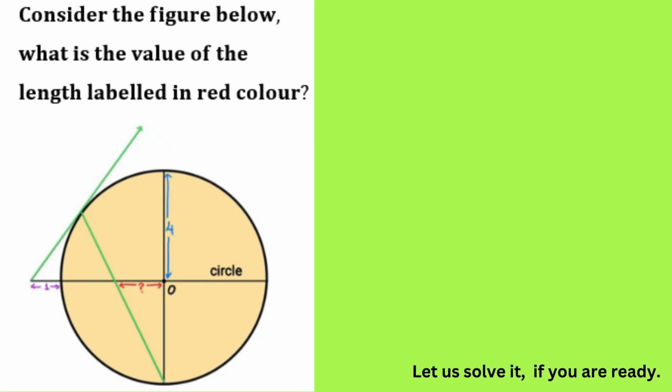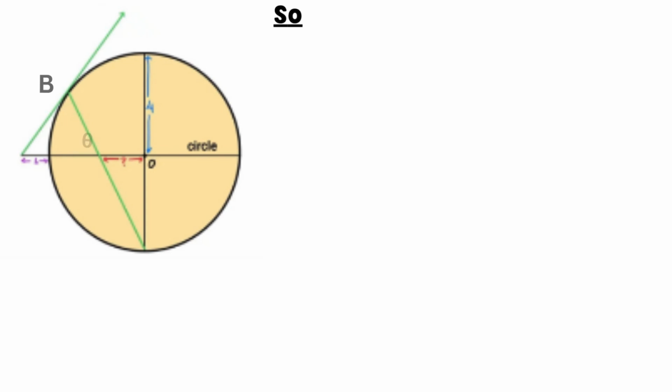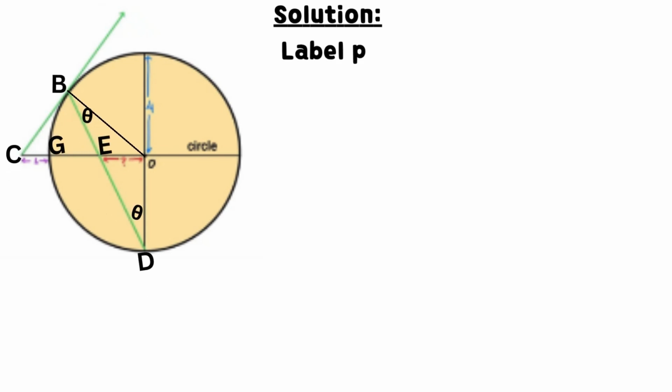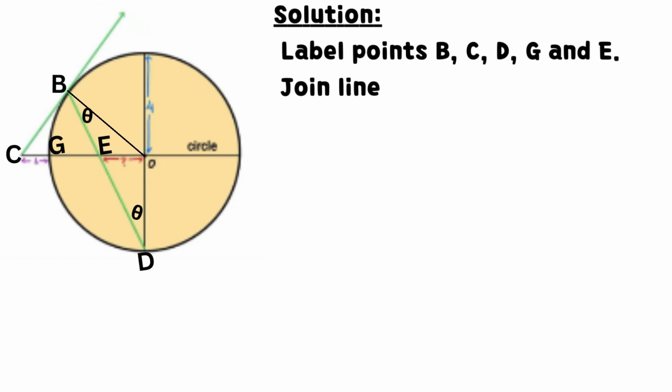What is the value of the length labeled in red color? Label points B, C, D, G, and E.